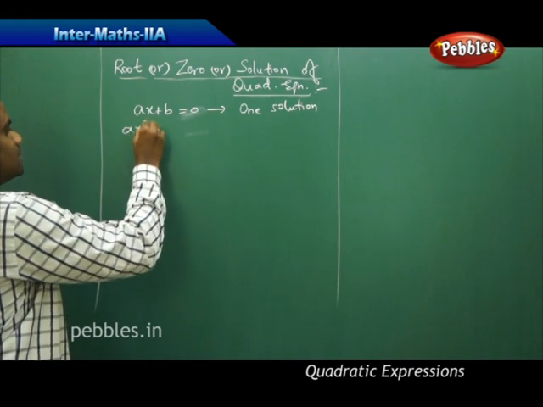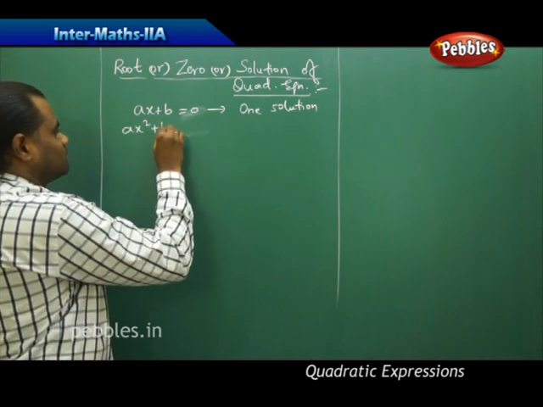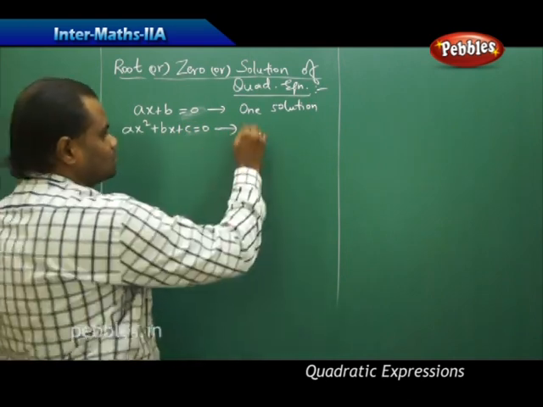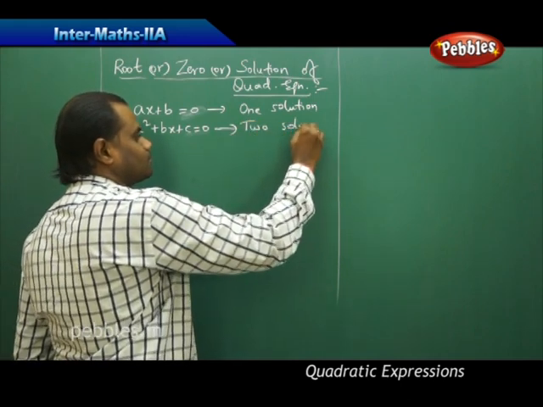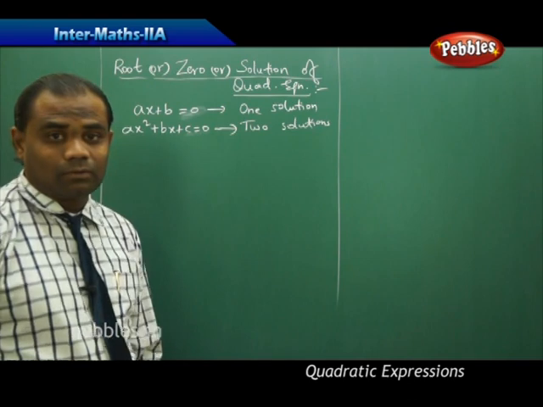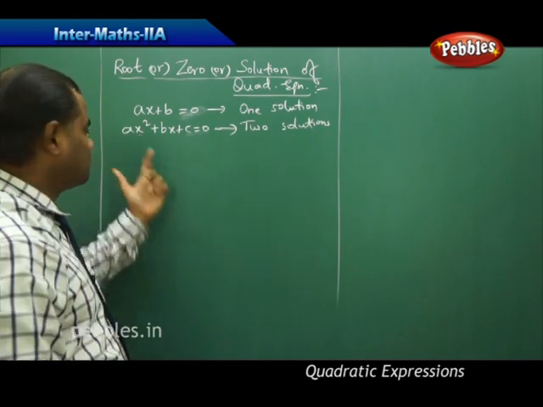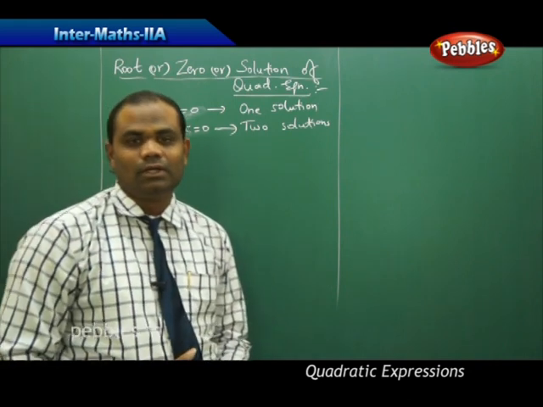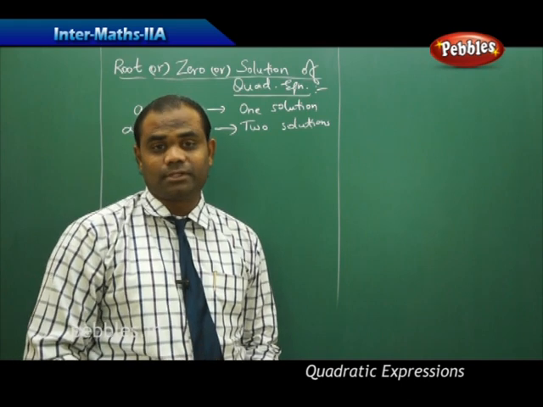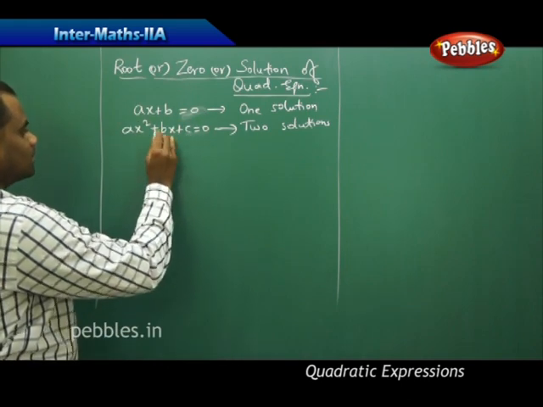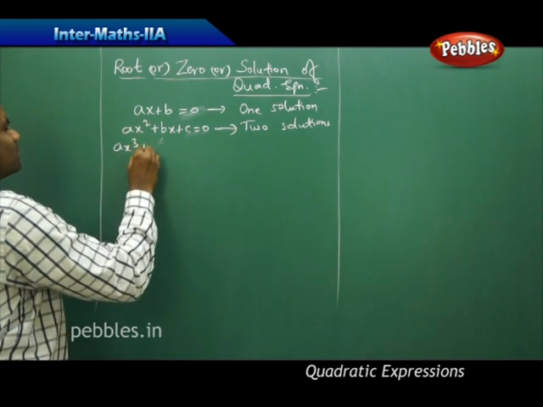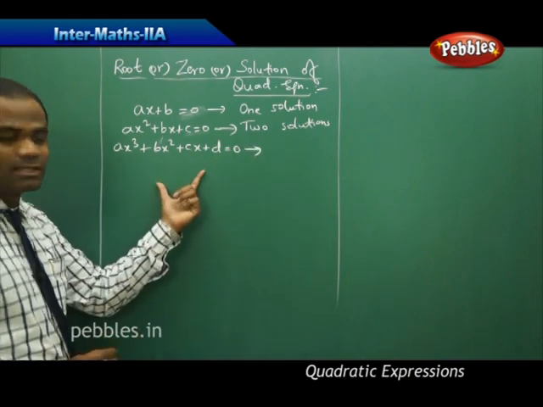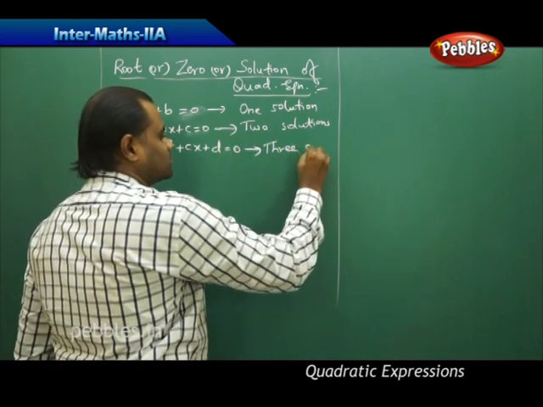Now, when I increase the power of x to 2, ax squared plus bx plus c equal to 0, the quadratic equation has two solutions. When I increase the power to 3, then we have three solutions. Then power n will have n solutions, is how polynomial expressions or polynomial equations are defined. Similarly, the cubic equation, ax cubed plus bx squared and so on, has 3 solutions.